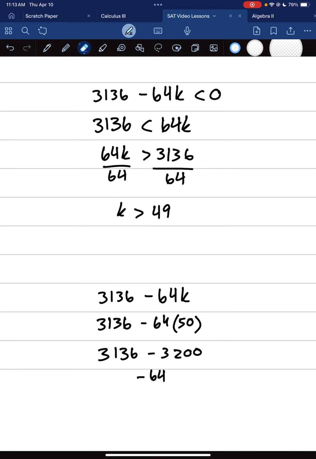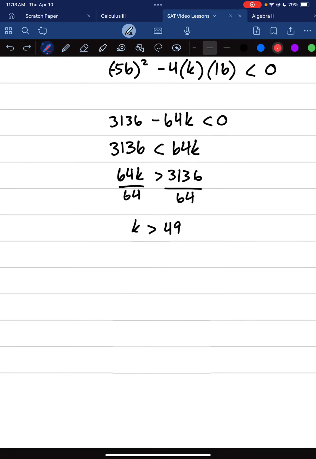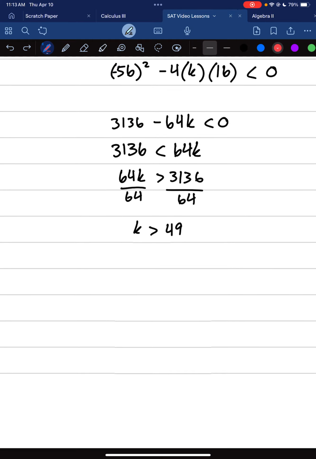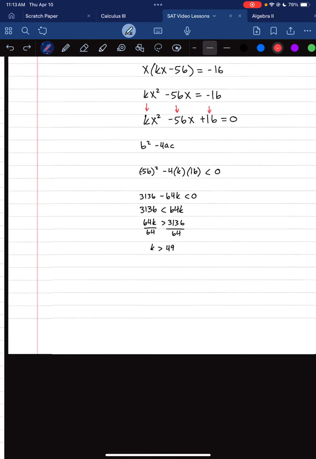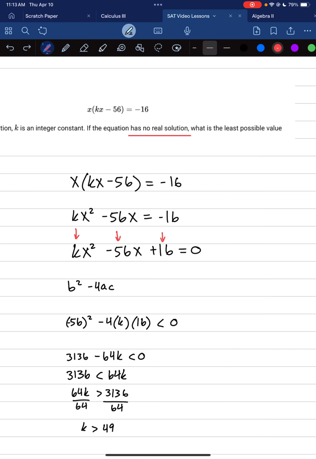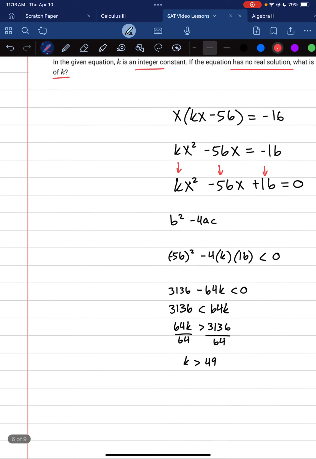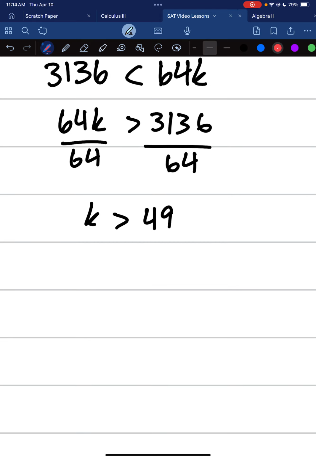Now, if we go back to this inequality here, k can be any number greater than 49, right? So how do we know which one it is? It could be 50, it could be 51, 52, it could be 100 or 110. It could be anything greater than 49, right? But notice that our question is asking, what is the least possible value of k? And we also know that k has to be an integer, right? So in other words, it has to be a whole number. So that narrows it down to k has to be 50.